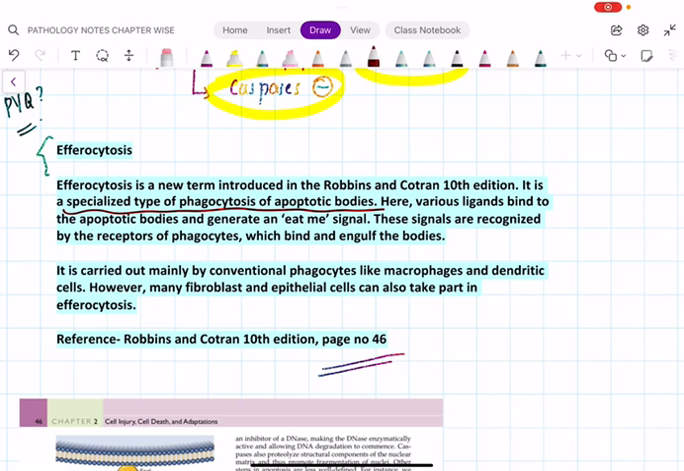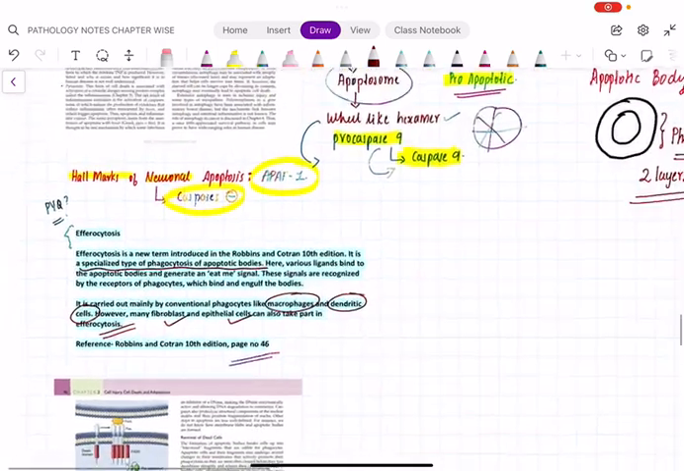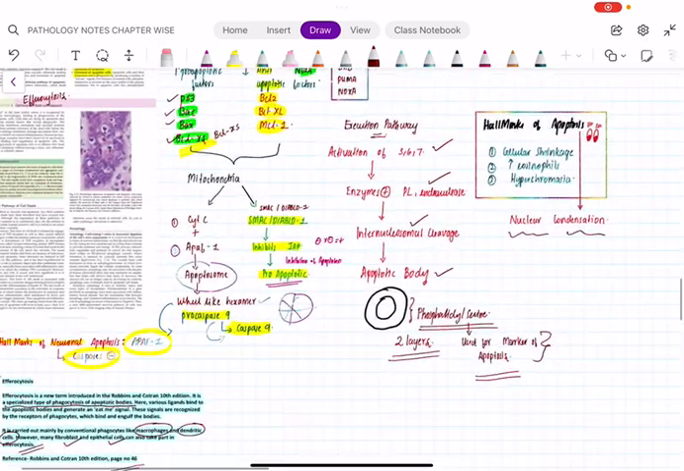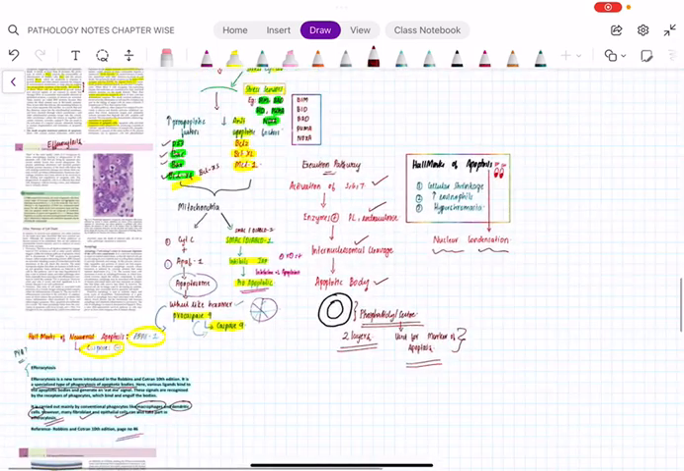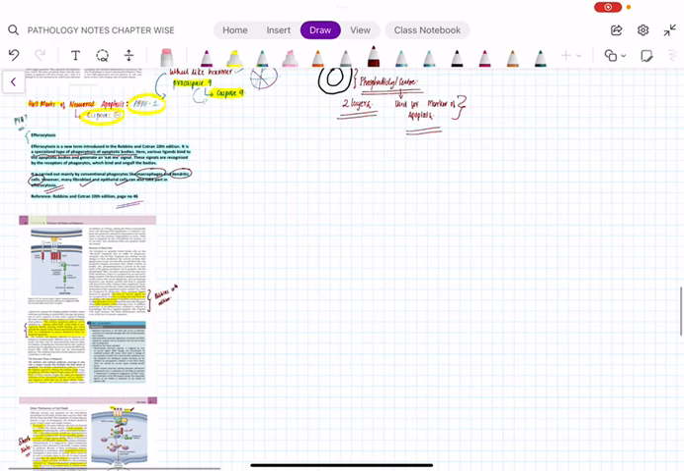It is mainly carried out by macrophages and dendritic cells. Dendritic cells are antigen presenting cells. Of course, the fibroblasts and other epithelial cells also take part in efferocytosis. What is efferocytosis? It is a new terminology for the phagocytosis of apoptotic bodies, mainly by macrophages and dendritic cells, and maybe also by fibroblasts and epithelial cells. I hope it is clear for you. These are the hallmarks of apoptosis. We have studied about apoptosis as well as necrosis also.